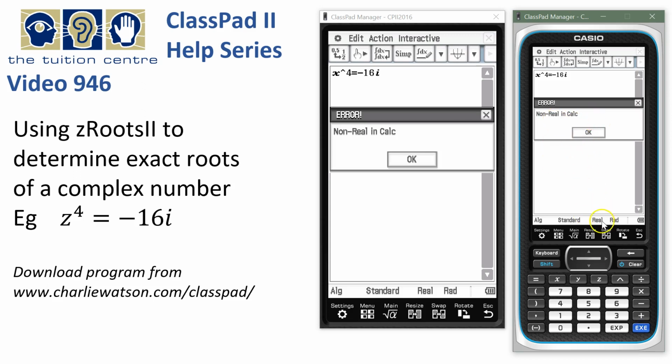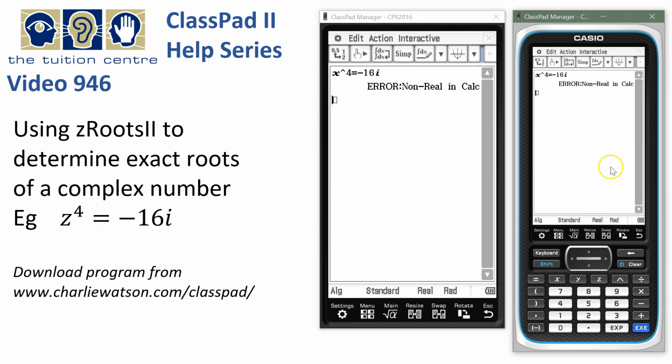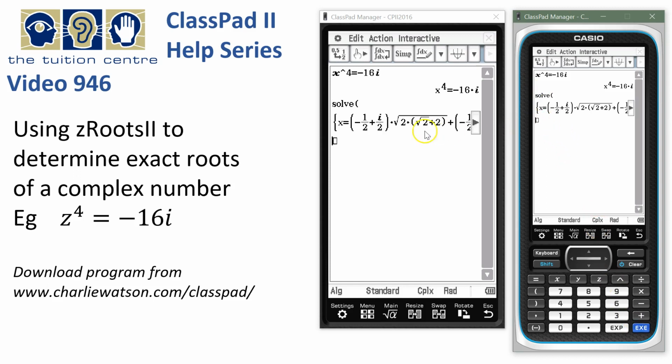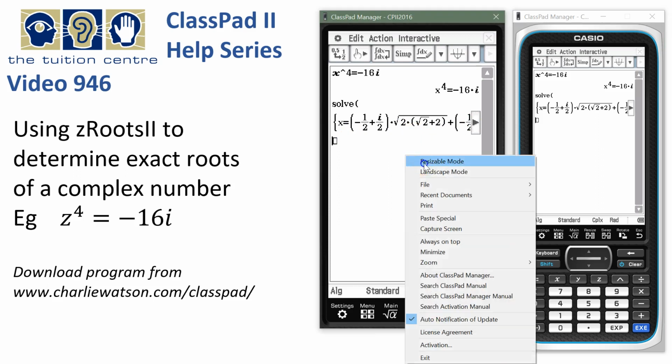ClassPad's the first to remind us we haven't changed to complex mode yet, so we'll change to complex and tap execute again. Perfect. Now we want to solve. So I've got my equals key set up to pop in the word solve, tap execute, and here we go. Now it's not too good. Let's just show you what that looks like.